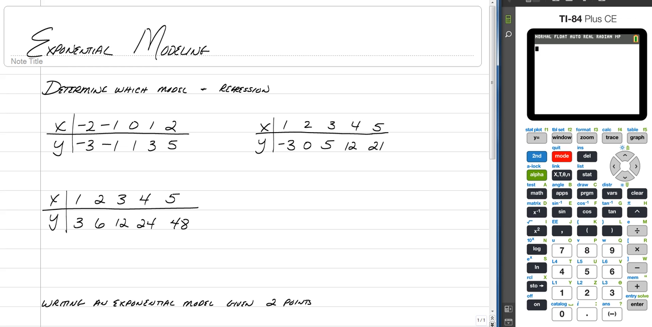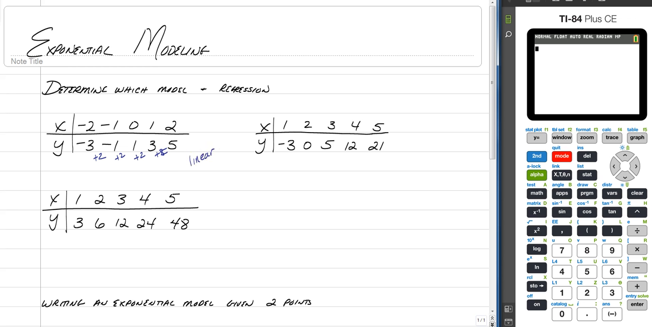So the first thing you have to do is determine which type of model it is. Now, you probably remember us doing common differences. From -3 to -1, we have to add 2. From -1 to 1, we have to add 2. From 1 to 3, we have to add 2. 3 to 5, we have to add 2. And since they all have a common difference, that is a linear function.